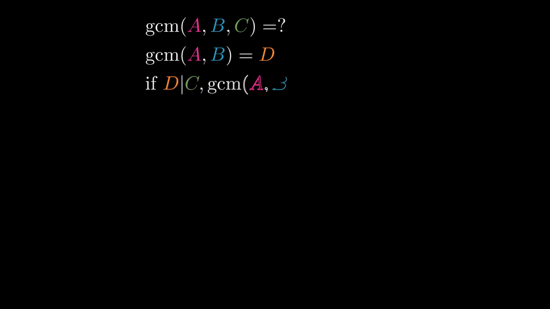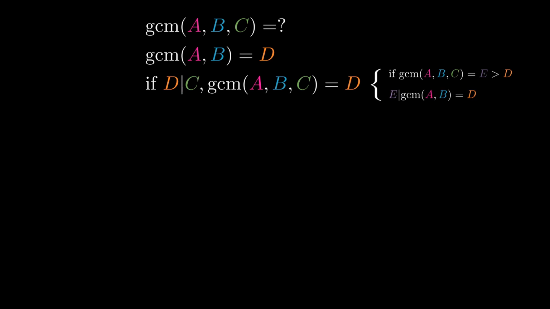If d also measures c, then it is the greatest common measure of the three numbers, because if otherwise, a number greater than d will be the greatest common measure. But the greatest common measurer of a, b, and c is also a measure of the greatest common measurer of a and b, which is d, which is impossible because it is greater than d. So, if d, being the greatest common measurer of a and b, also measures c, then it is the greatest common measurer of all three numbers.